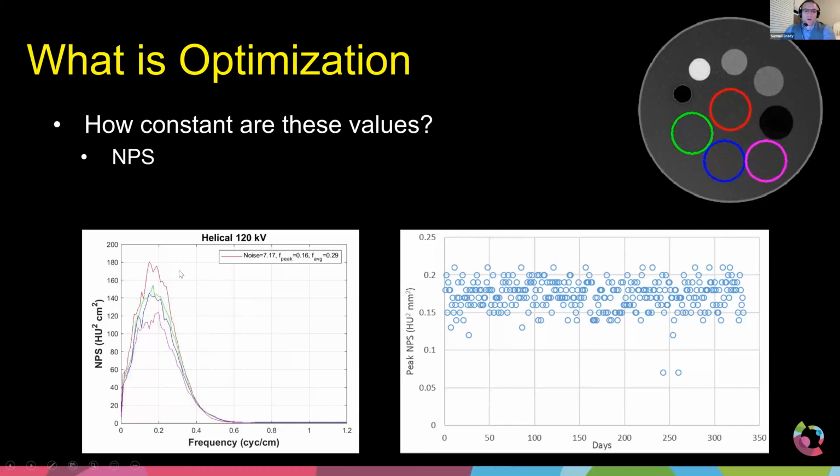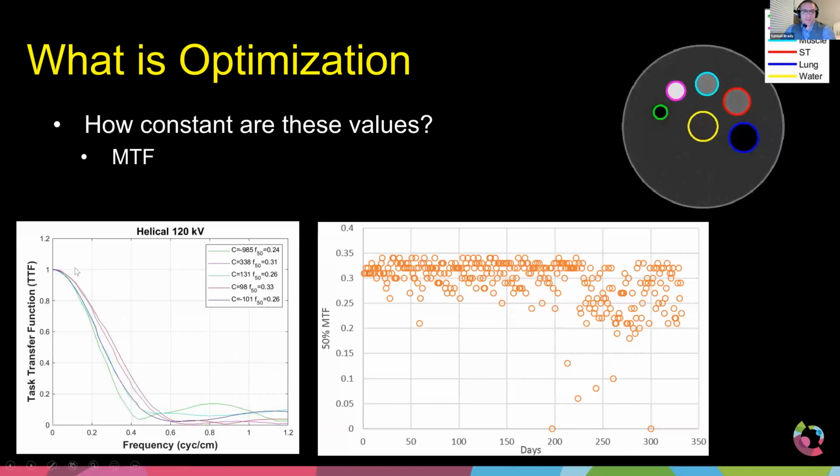It doesn't really matter where I measured it, but basically I'm looking at the peak of this value. Looking at this peak, you can see here, the red one dead center is somewhere just shy of 0.2 cycles per centimeter. Over the course of the year, it varied a little bit between 0.15 and 0.2. In other words, the noise texture was consistent every day of the year, and the overall variance was pretty consistent.